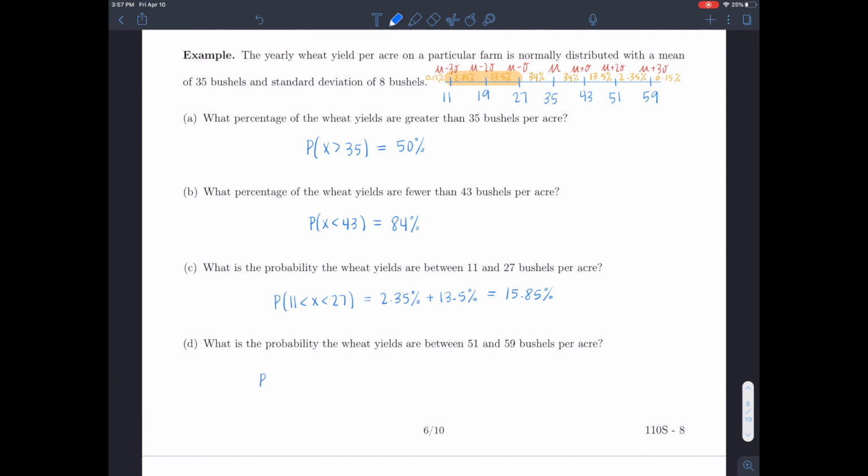Part D is asking about the probability that it's between 51 and 59. And so here, we don't actually have to add up any probabilities because 51 and 59 are right next to each other. And so I see that the probability is just 2.35%.